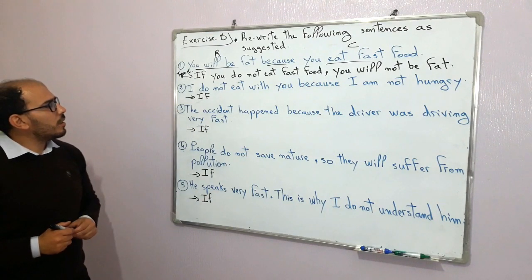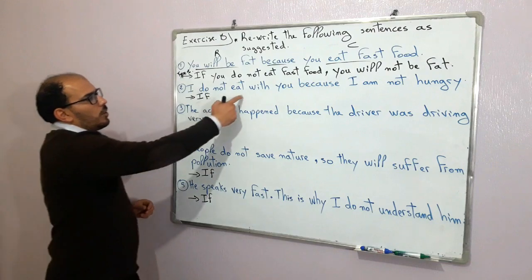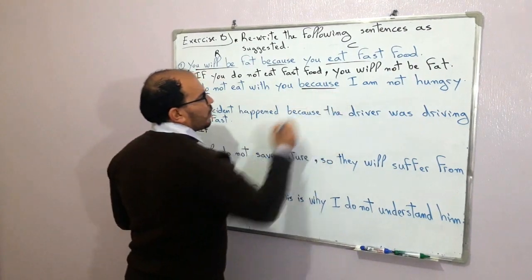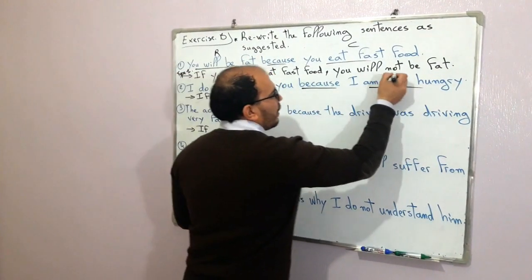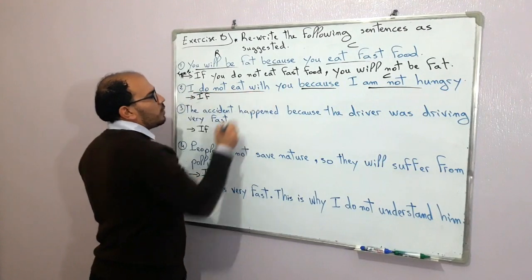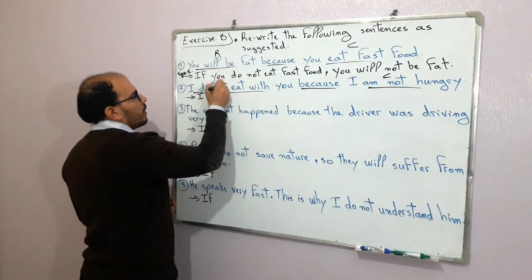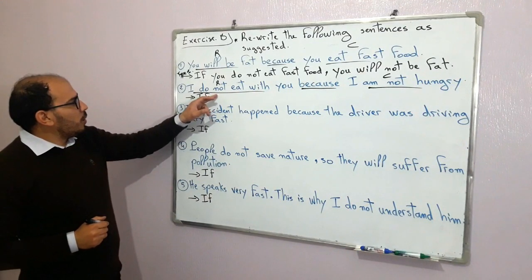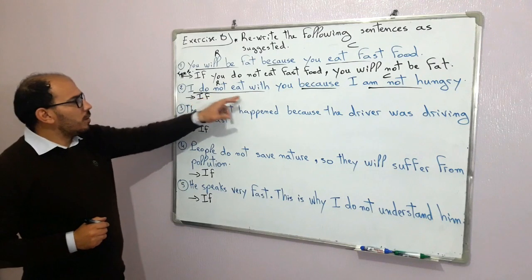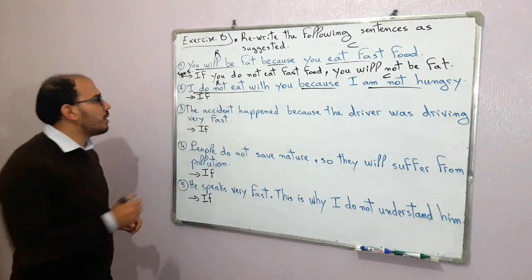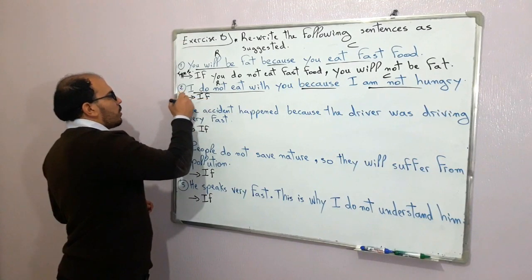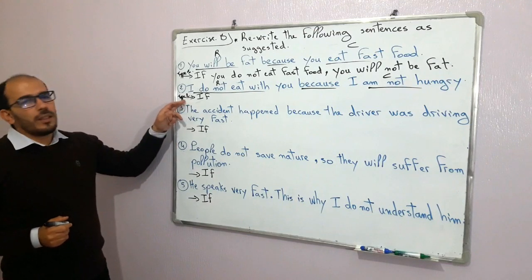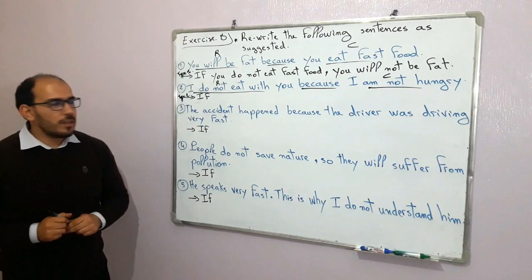Now let's move to the second example. I don't eat with you because I am not hungry. So once again we have because. Because means that this is the condition, and I don't eat with you, this is the result. Then the verb in the result is written in the simple present, don't eat with you. I'm going to speak about the present. So this means we are talking about type 2, because we know that type 2 is linked to present imaginary situations.